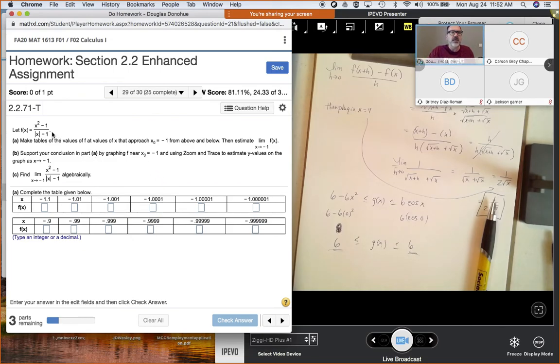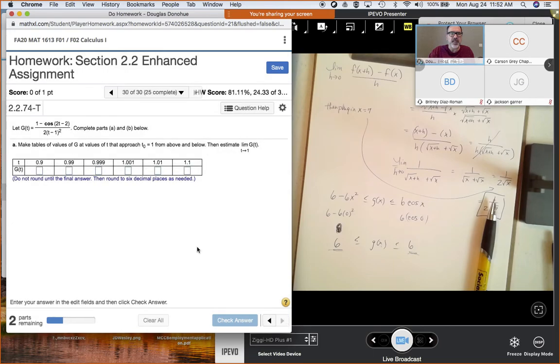Okay. And in this problem, it looks like we are just plugging in numbers for x and seeing what the y's are. So this is a calculator problem. I'm not going to spend time worrying about that because you can see on your calculator as you plug those values into the function. And 30 is also a calculator problem.